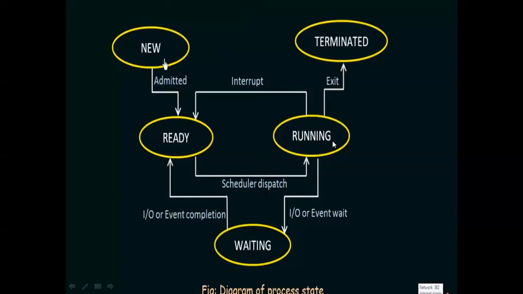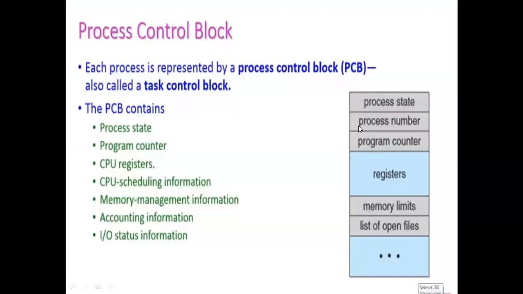Then the third case is from the running state: when an interrupt occurs during the execution of the program, from the running state, the process will reach the ready state. So the process will change from one state to another state, as we have seen using the state diagram. Next, we are going to discuss the process control block.